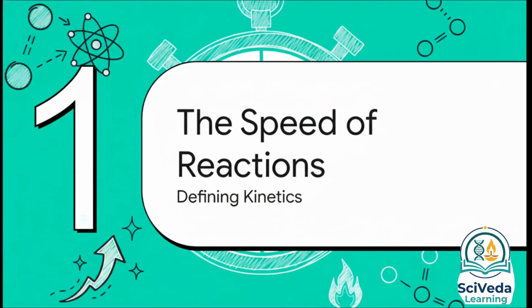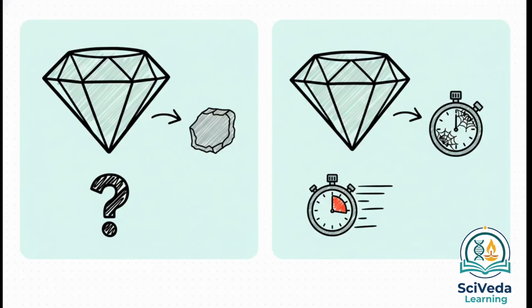All right, first things first. In this section, we're going to define exactly what we mean by kinetics, and just as importantly, what we don't mean. Okay, get ready for a mind bender. Thermodynamics tells us that a diamond will eventually turn into graphite. So why don't our diamond rings just crumble into pencil dust? The answer, my friends, is kinetics.